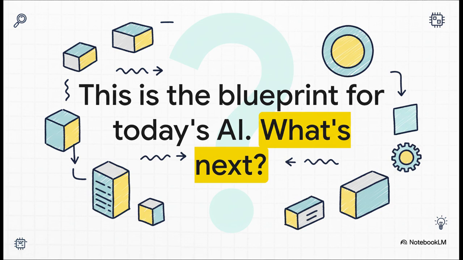So there you have it. We've just walked through the code, the actual blueprint for the AI that has completely defined the last few years. It's an incredible piece of engineering, really. It just leaves you with one big question, right? If this is the blueprint for today's AI, what's the blueprint of tomorrow going to look like?